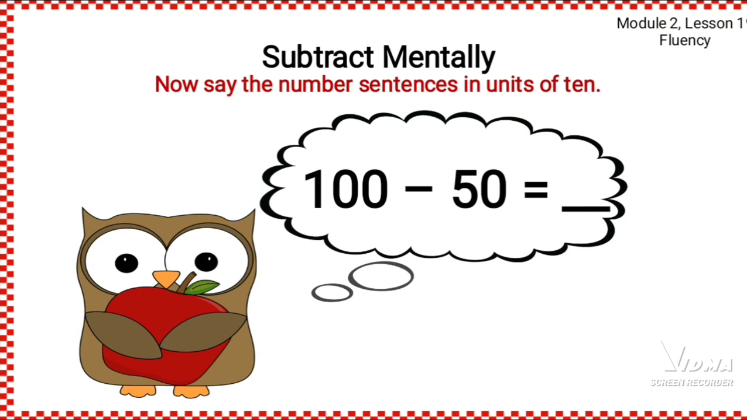Alright, say these number sentences in units of 10. So 10 tens minus 5 tens is what? 5 tens. 12 tens minus 5 tens is what? 7 tens. 42 tens minus 5 tens is what? 37 tens.